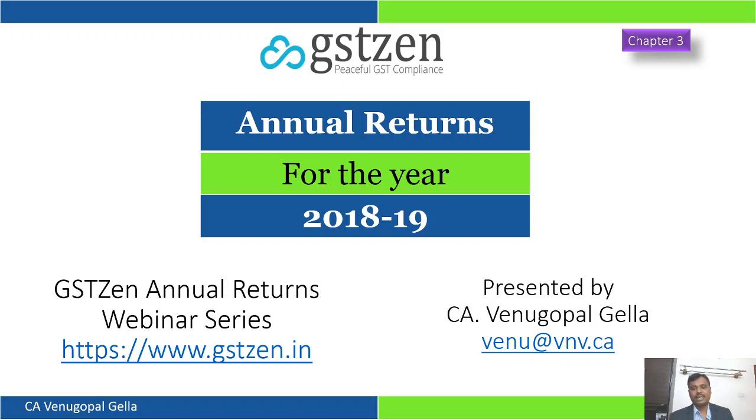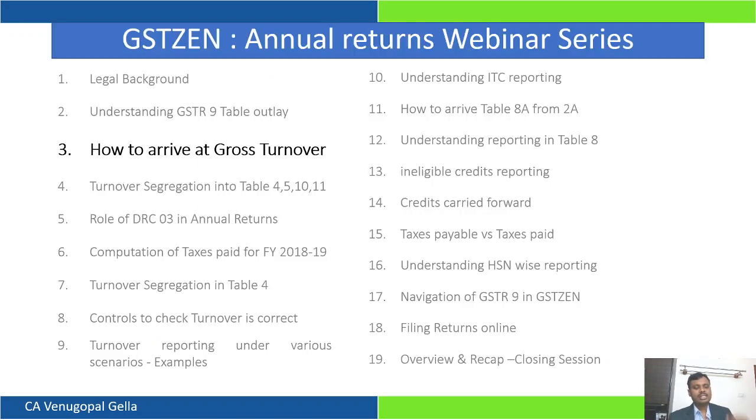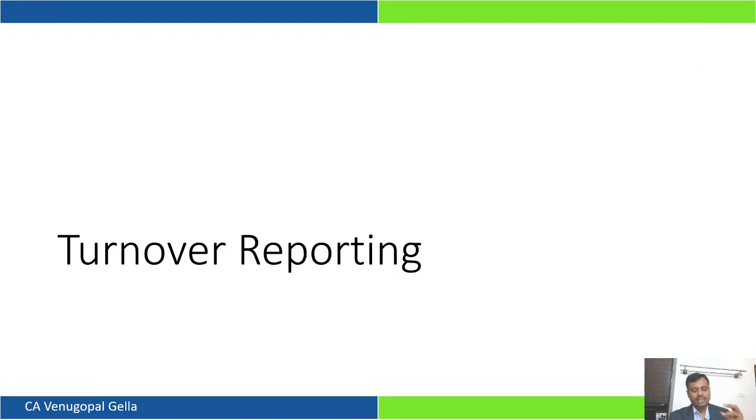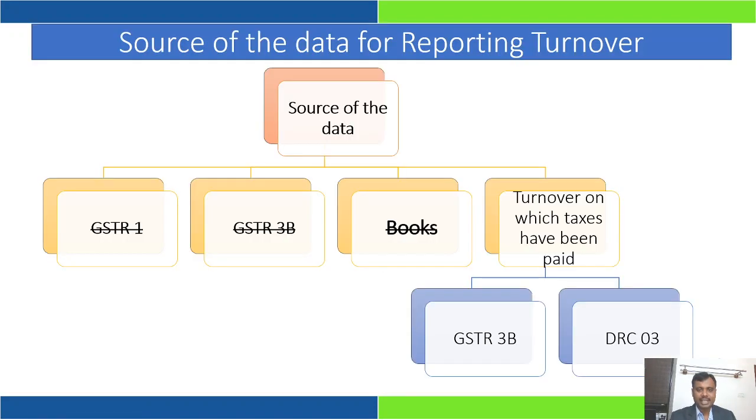This is chapter 3 and we are going to discuss how to arrive at gross turnover in this session. Now friends, in the earlier session I have clearly explained how GSTR 9 has been laid out, and turnover and liability play a very critical role. So let us begin with the premise for which the turnover needs to be reported in GSTR 9.